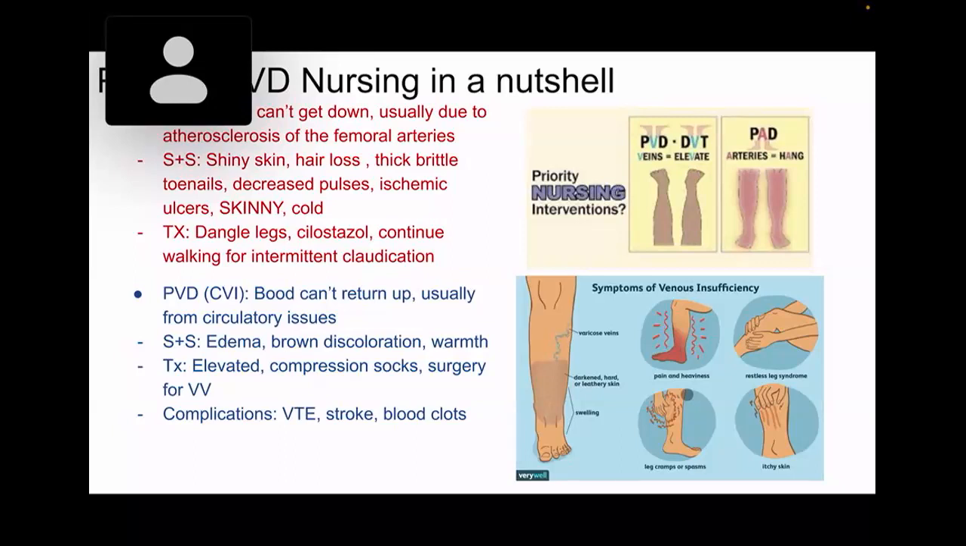I really like this photo at the top. Priority nursing interventions: if they have PVD, we're going to elevate. If we have PAD, we're going to hang. We're going to dangle.